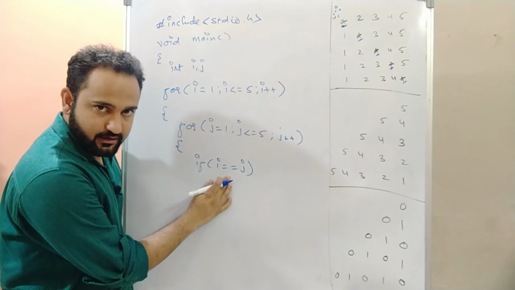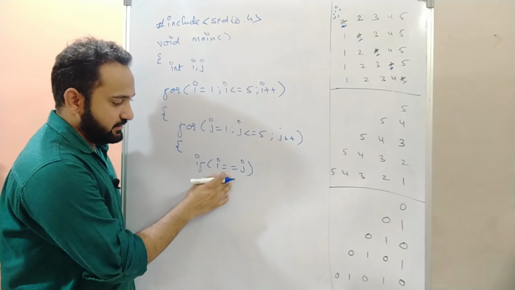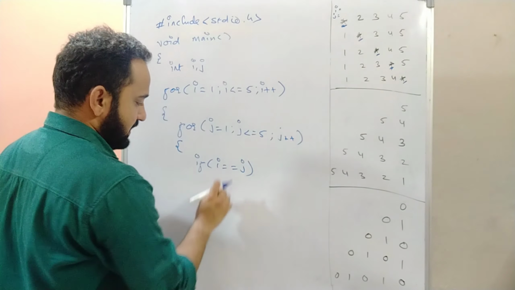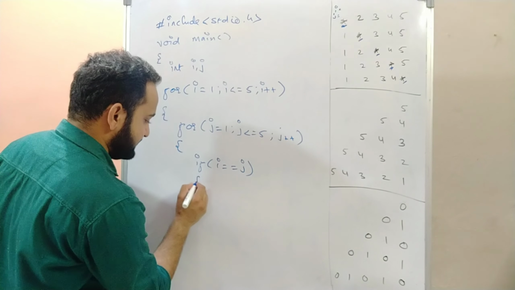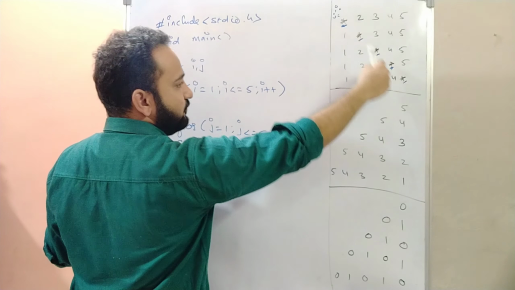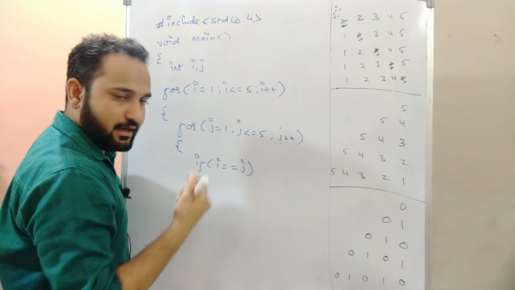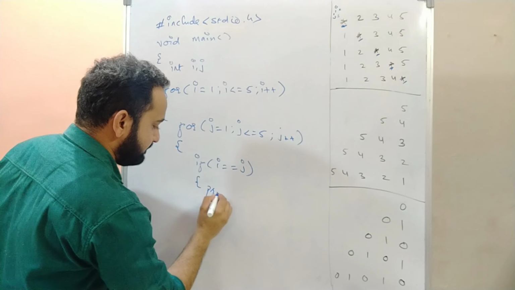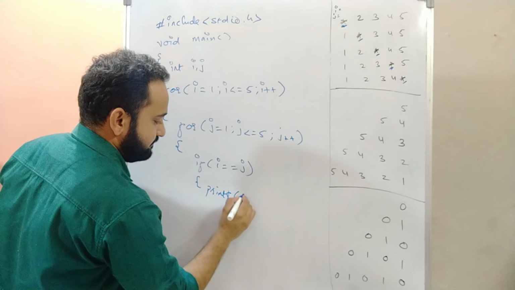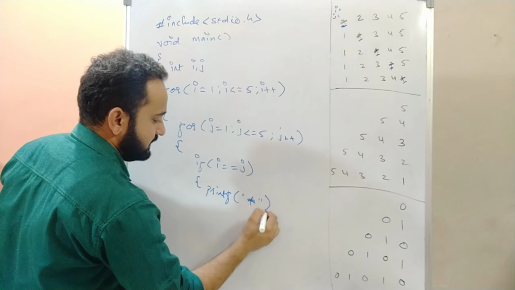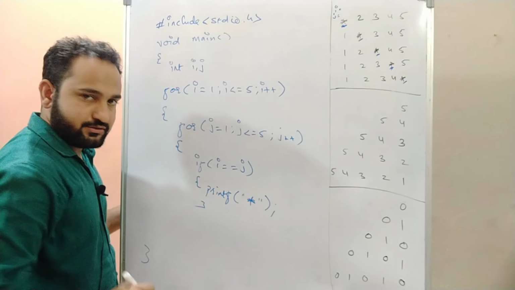Don't write a single equals sign. Remember, single equals is the assignment operator, and double equals is the comparison operator. If i equals j, if this condition is true, what do you have to print for such cases? You have to print a star. So simply you will write printf and print a star. I hope you got this.